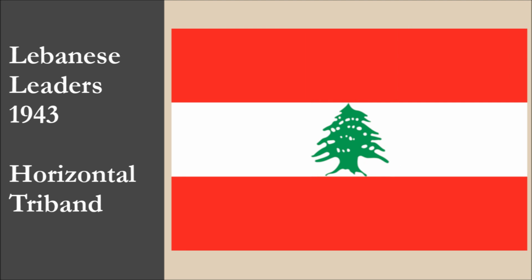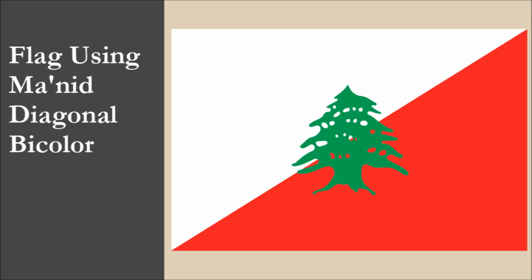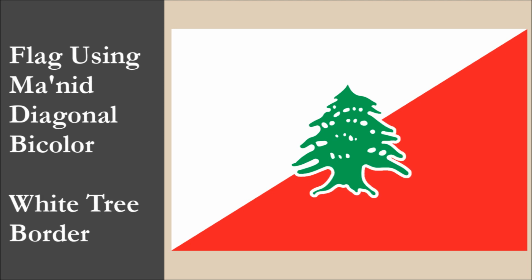So a fairly obvious alternative to the vertical stripes would be to make them horizontal, and as we previously discussed, make the white stripe bigger to enable a fairly large tree on the white. Perhaps the Manid flag was indeed the source of inspiration, and they wanted to have the same three colors for the new Lebanese flag. Here is what the flag would look like with the Manid bicolor. This has a contrast problem with the green and red. A possible alternative would be this, with a white tree border to separate the green and red.